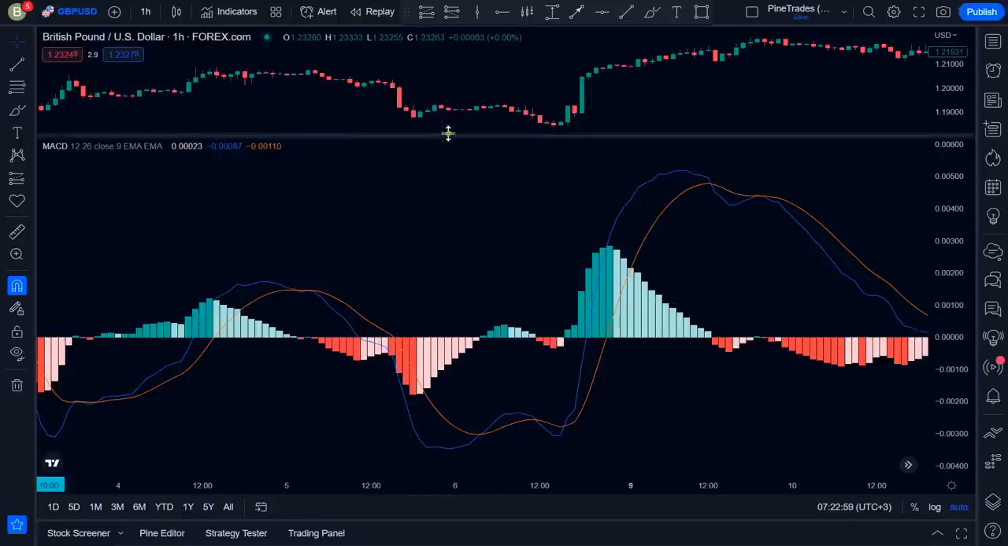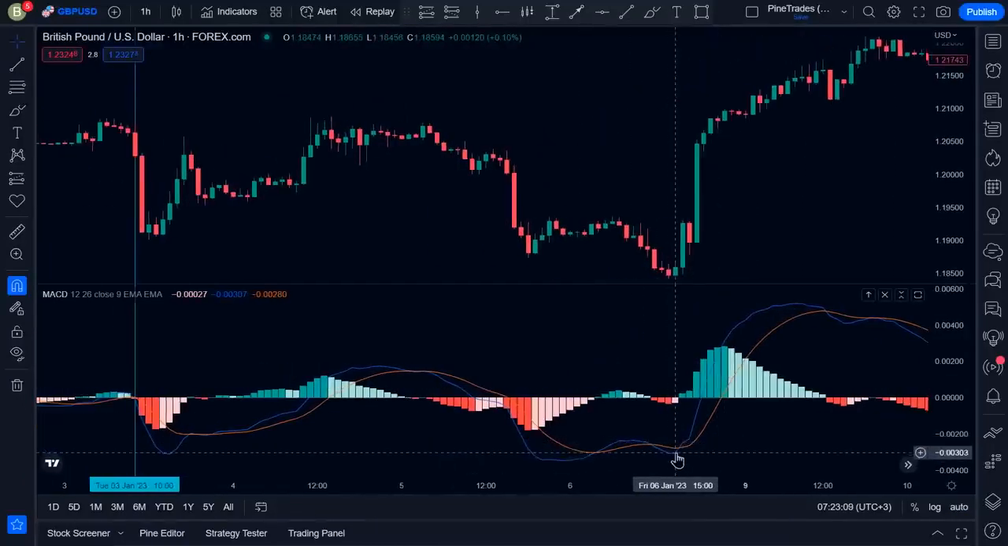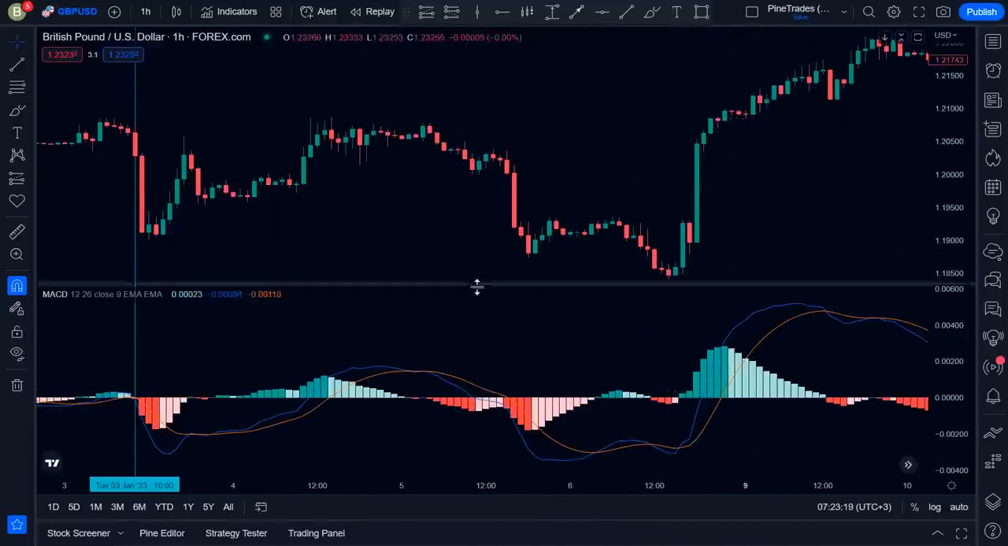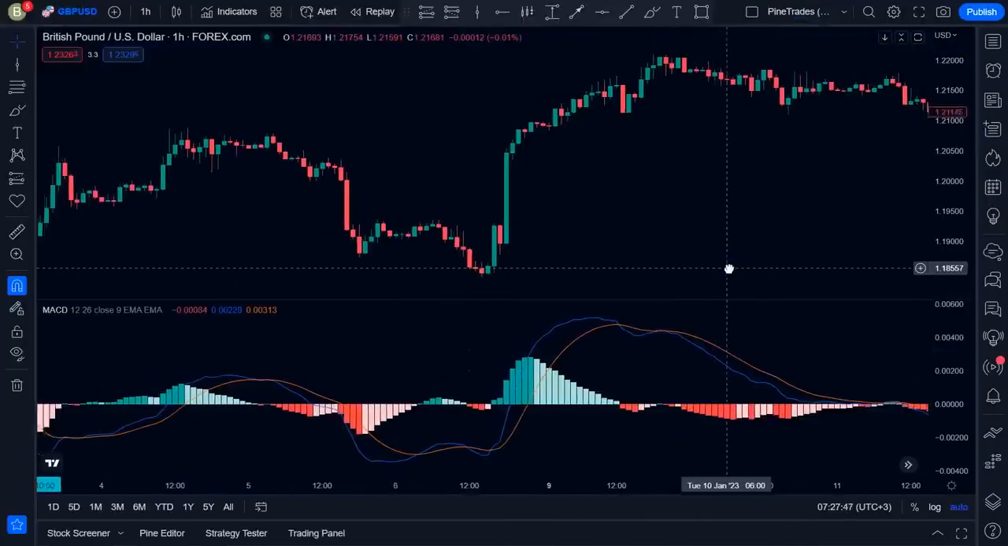So how does this indicator work? Well, when the MACD line crosses above the signal line, that indicates the beginning of a bullish trend, and when the MACD line crosses below the signal line, that indicates the beginning of a bearish trend. That's exactly how we're going to use this indicator to trade.